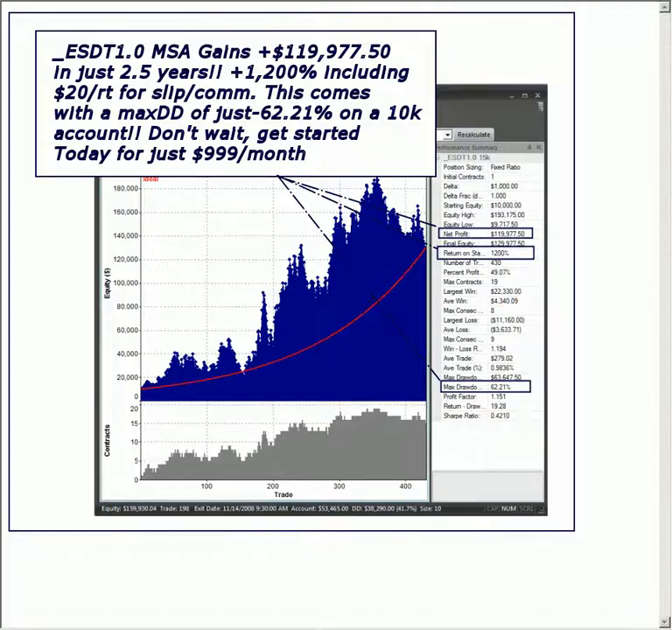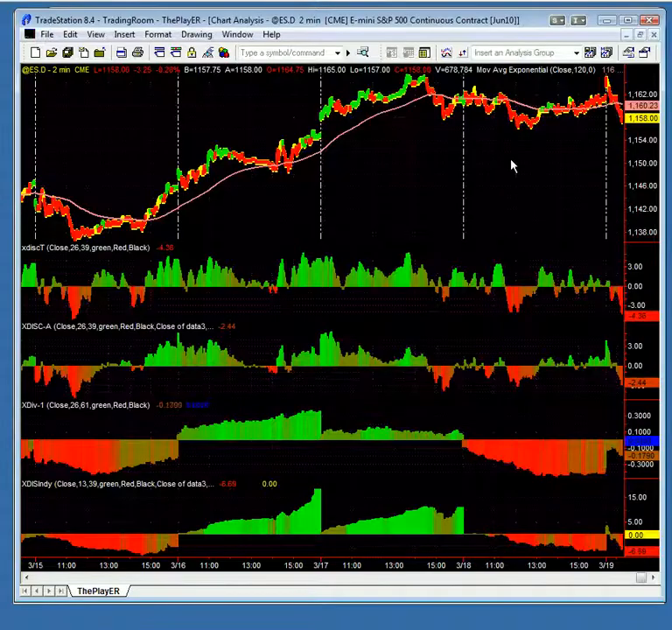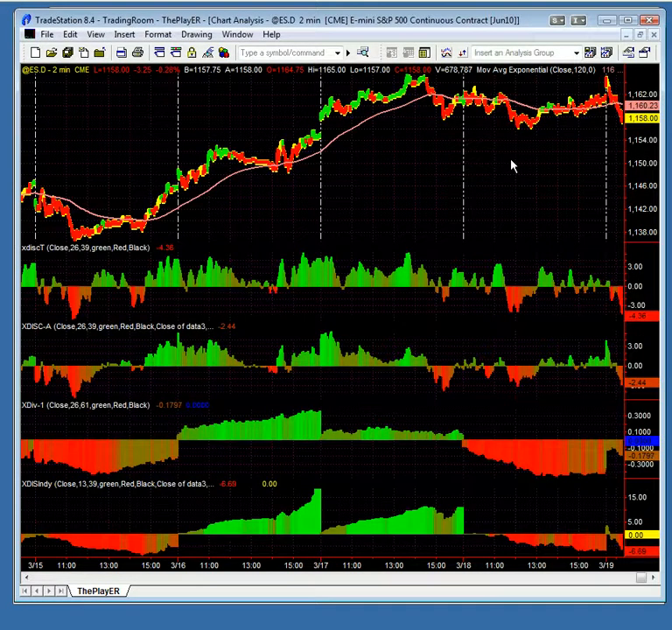The first thing we're going to look at here is a chart of the market. This is the mini S&P 500 futures market, front month in nature. Look at the last print of 1158 on the market.